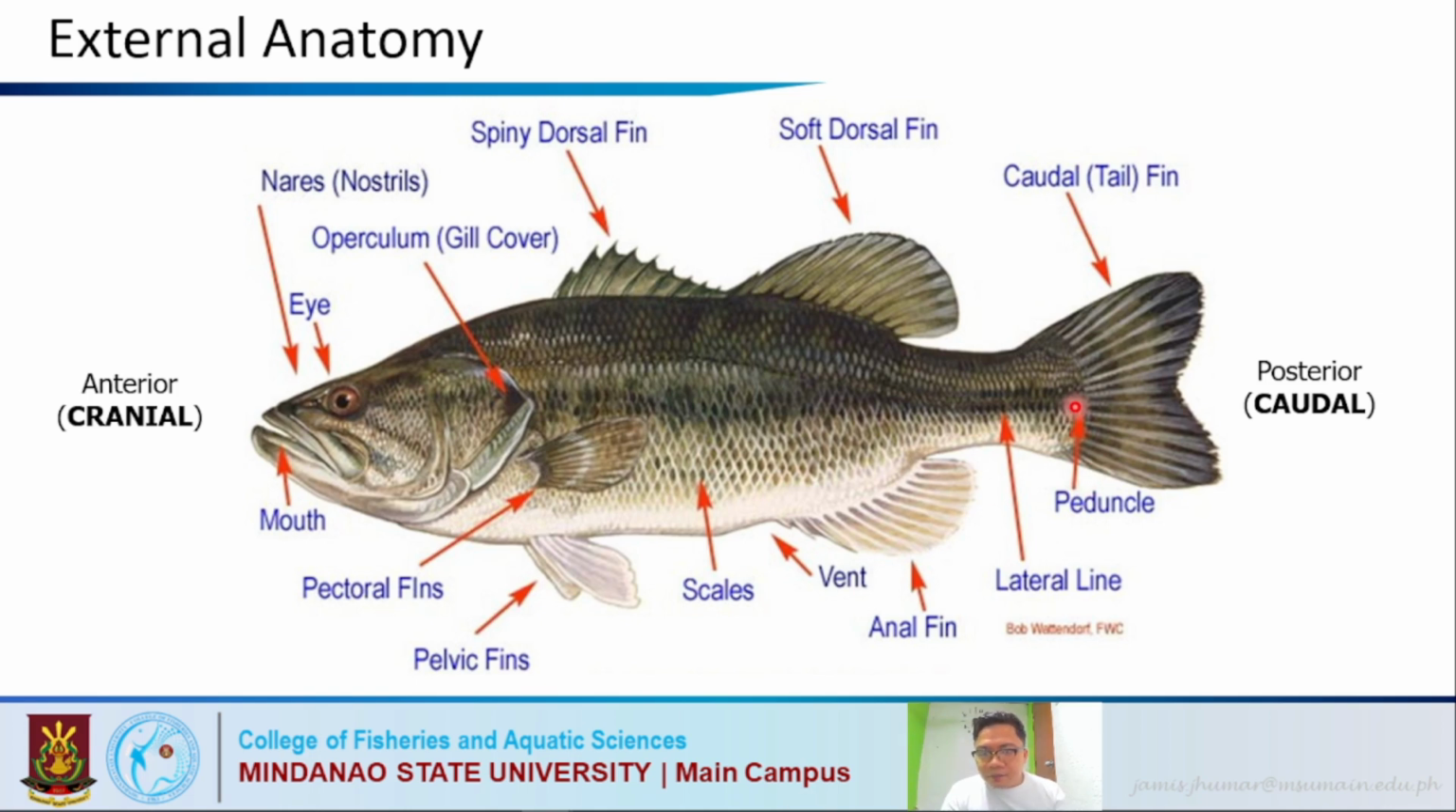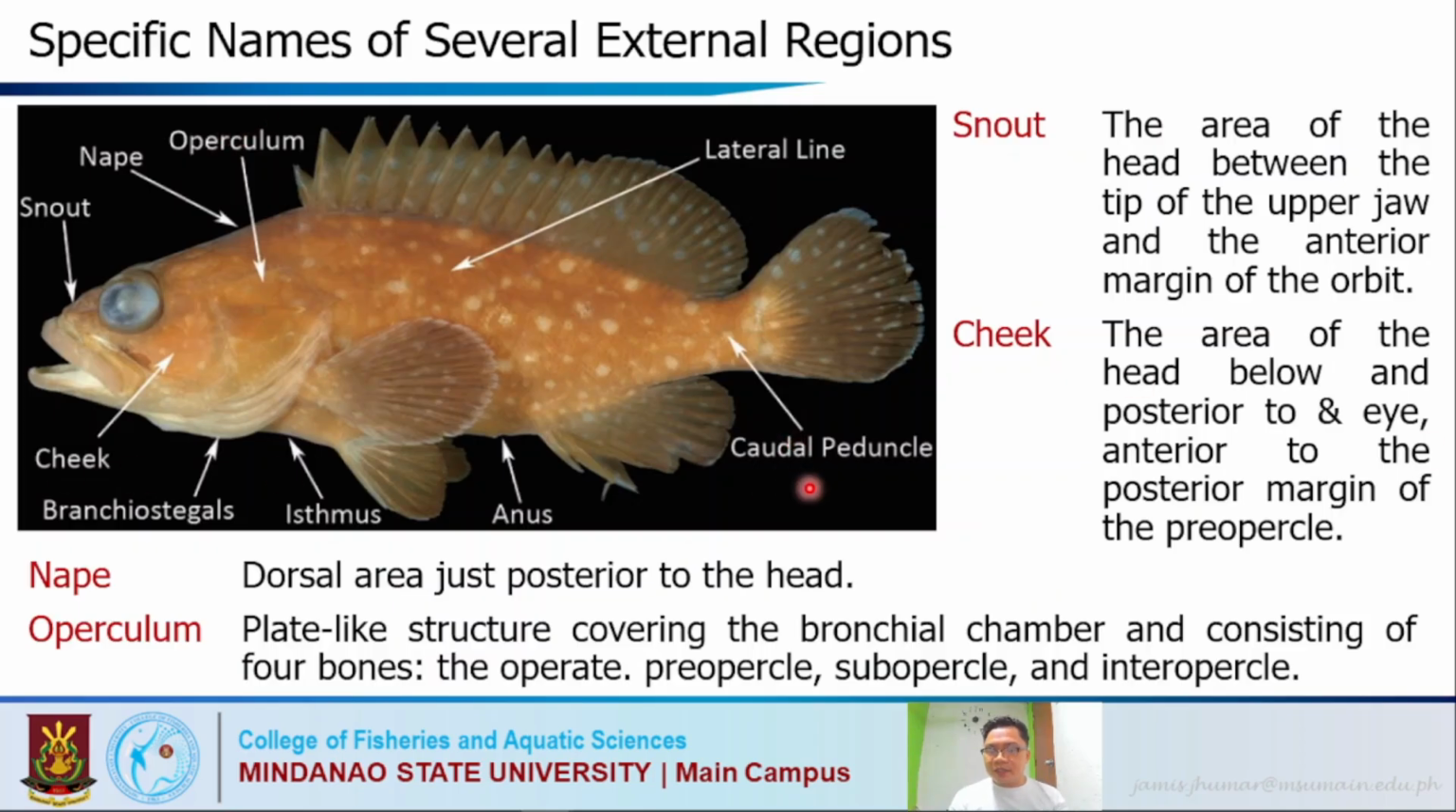And then here we have the specific names of several external regions of the fish. So we have here the snout. It is the area of the head between the tip of the upper jaw and the anterior margin of the orbit. So this is basically the snout of the fish. And this is the cheek, and this is the nape. Meaning to say, yung noo niya, yung nape, yung tawag natin dyan.